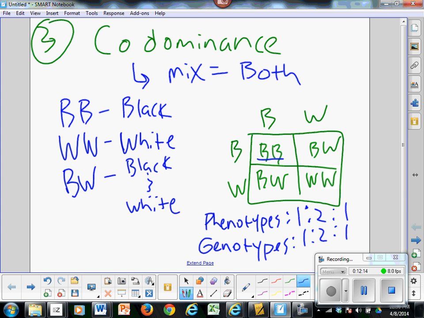If you want to put that in percentages, if you have a black and white chicken and a black and white chicken that have kids, there's a 50% chance that they would have chickens that are both black and white, or a 25% chance that they're all going to be black, or a 25% chance that they're all going to be white. So codominance. There's going to be a mix.